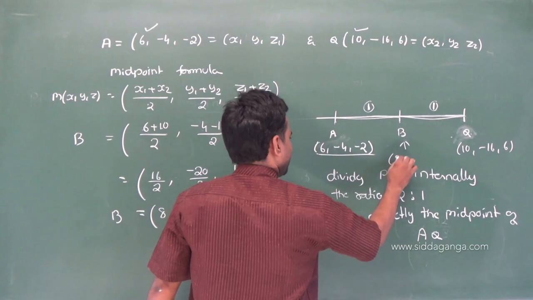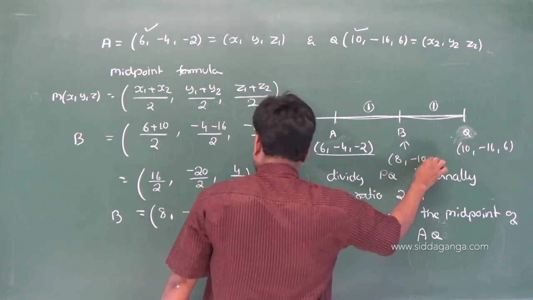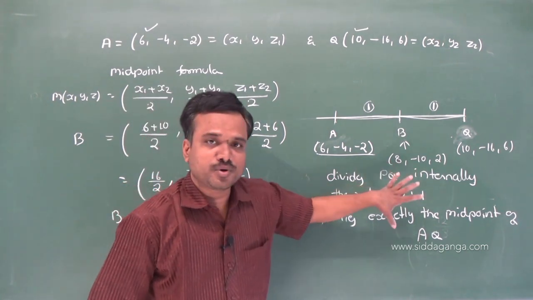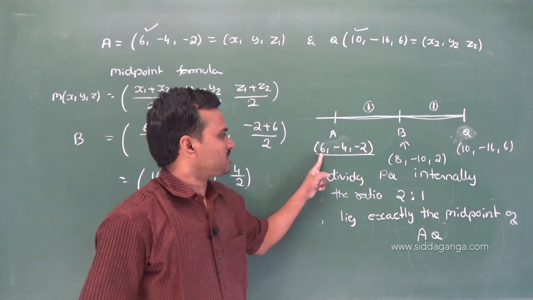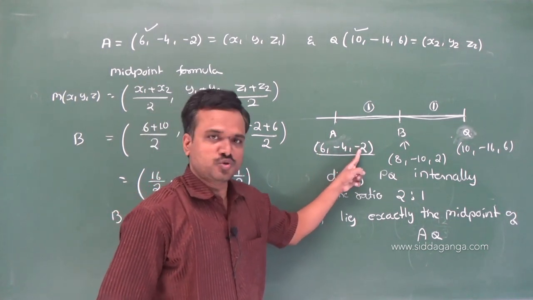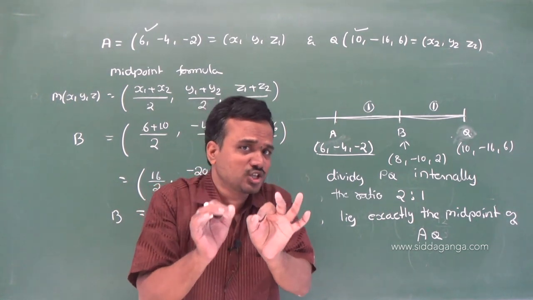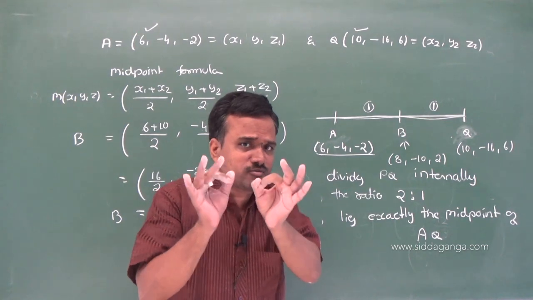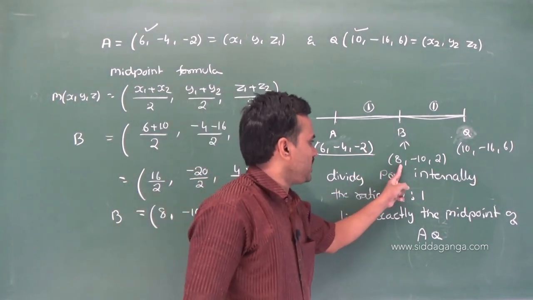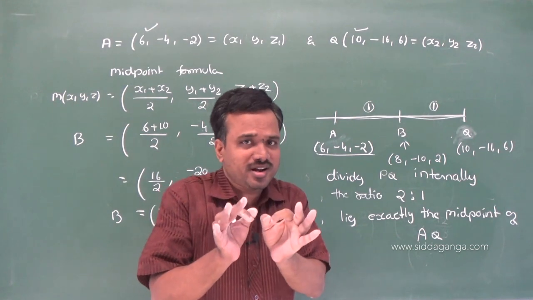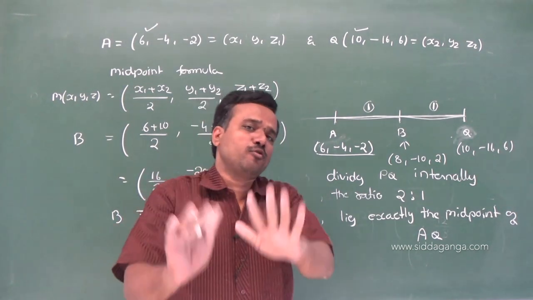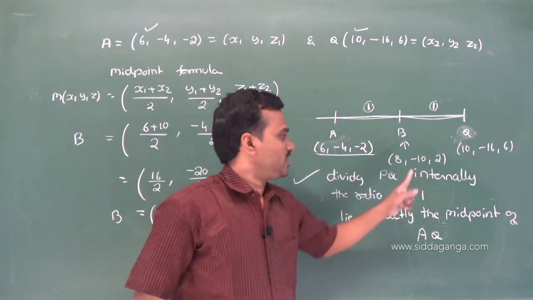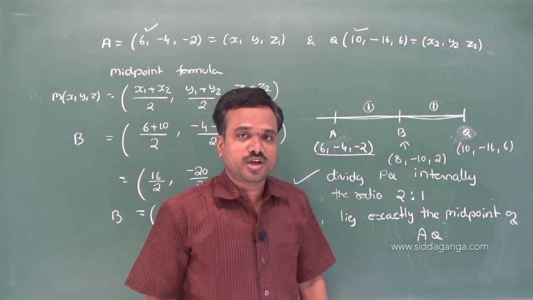So the coordinate of B is what? 8, minus 10, 2. This is a very important problem. The coordinate of A is 6, minus 4, minus 2. This I calculated using the section formula. Correct? So the B point is what? 8, minus 10, 2. This one I calculated using the midpoint formula. If you want, you can calculate using the section formula also. We get the same result: 8, minus 10, 2. Okay? Thank you.